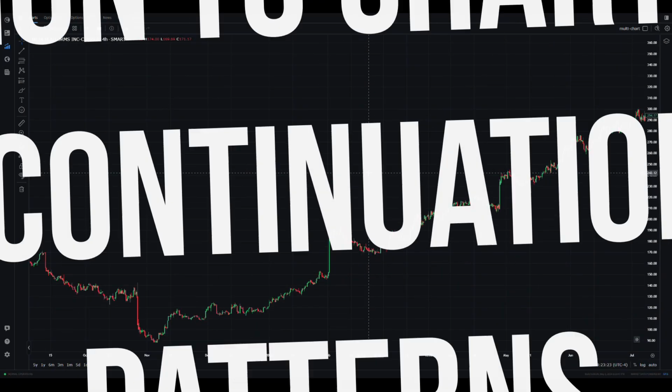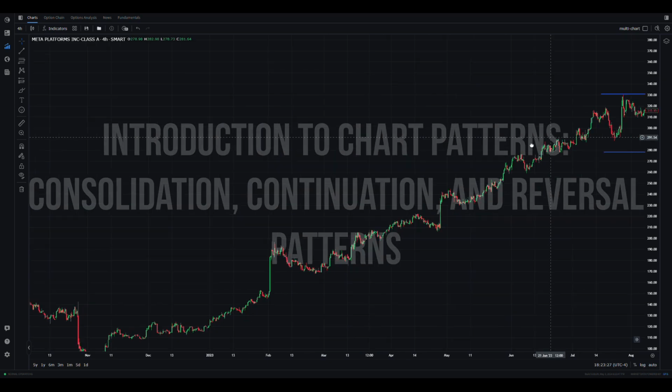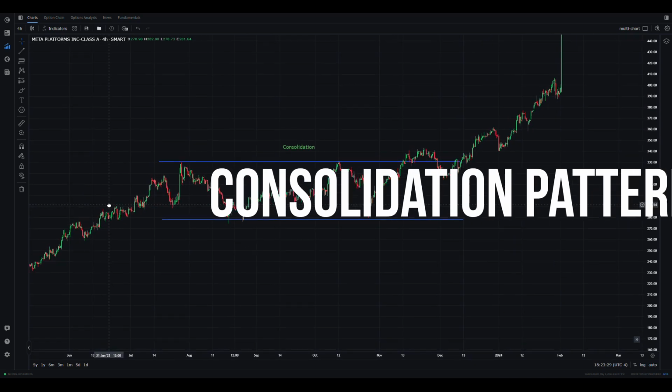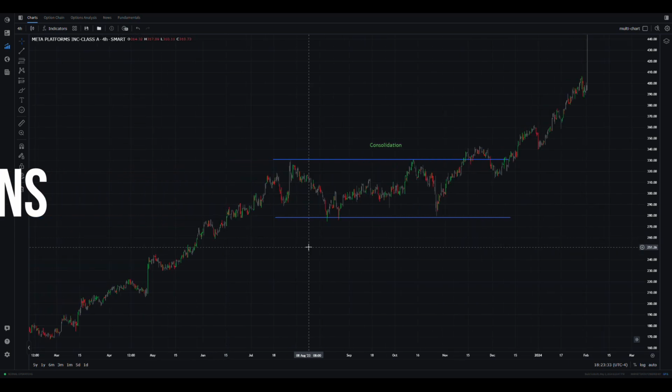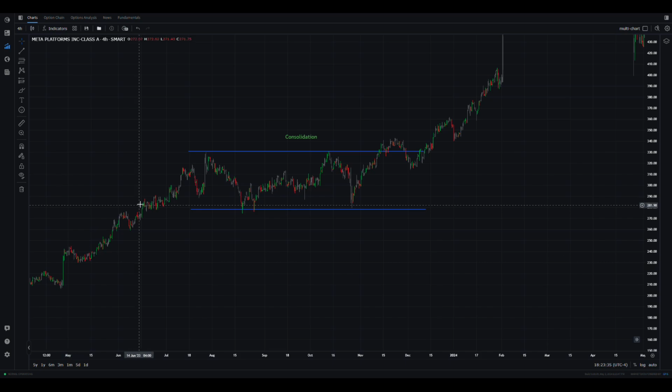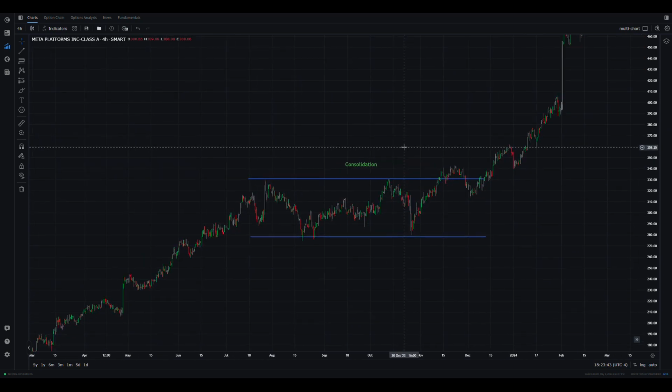Introduction to chart patterns: consolidation, continuation, and reversal. Consolidation patterns. Consolidation typically occurs after a prolonged period of price movement in one direction, whether upward, uptrend, or downward, downtrend. As the market participants reassess their positions and market dynamics, the price movement slows down and trading activity diminishes.